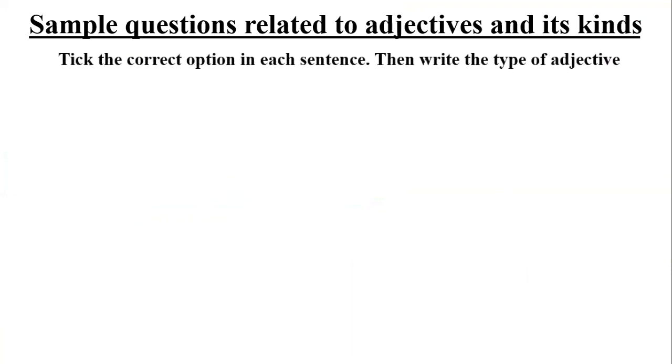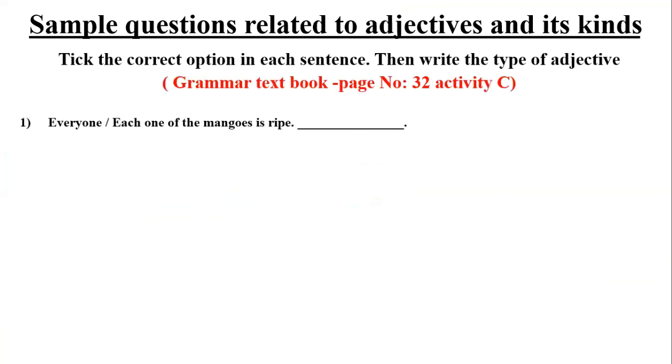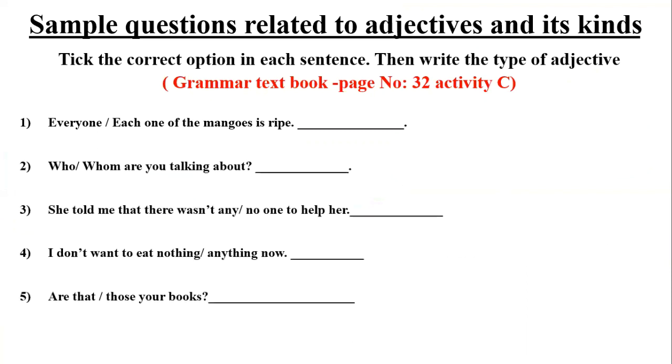Now sample questions related to adjectives and its kinds. So this is there in your book itself. Grammar textbook, page number 32, activity C. Please open page number 32 now itself. Children will fill it up now. And I'll be sending the photo of the grammar answers of this page number 32, so you can fill up your textbook. So these are the questions which are there in activity C. Let's see one by one.